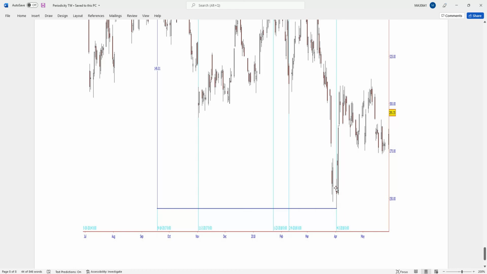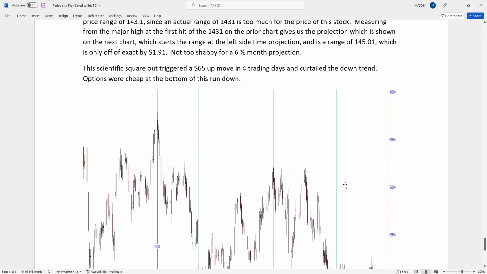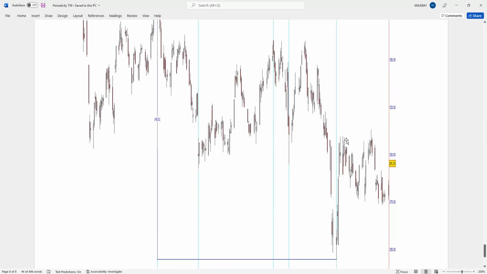So being off by $1.91, look what we got here though. We got 4 consecutive up days, and we made a significant move of $65 in the Tesla stock in 4 days. So we were trading there around 245 or so, whatever that number was, and it went up to about 310 or whatever. So as you can imagine, after this extended down move, you can imagine how cheap the call options were on this day.